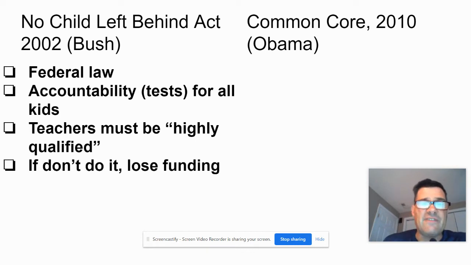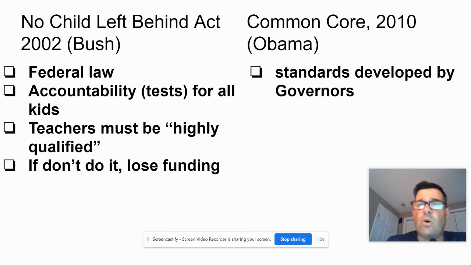All right. And if you don't do this and have the testing and show the federal government, and the federal government's going to keep track, then you lose the funding that the federal government had been giving out for years. So everybody did it. All right. Carrot and stick, or mostly stick.